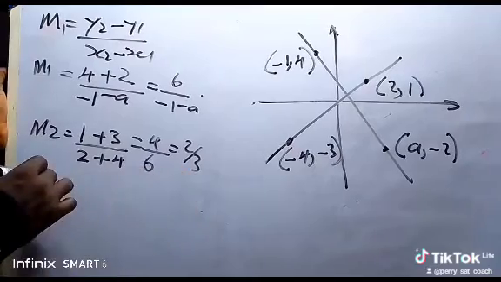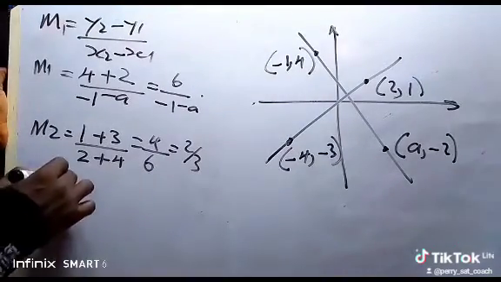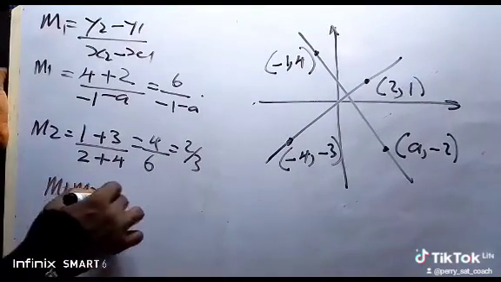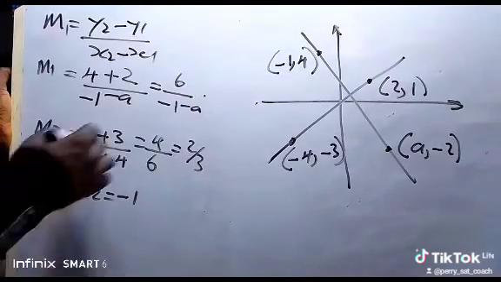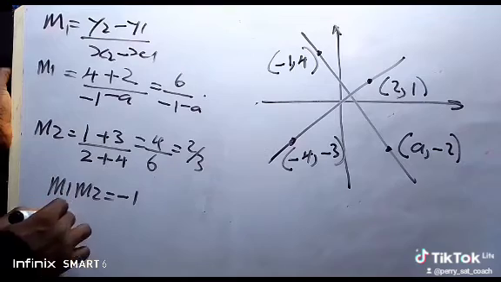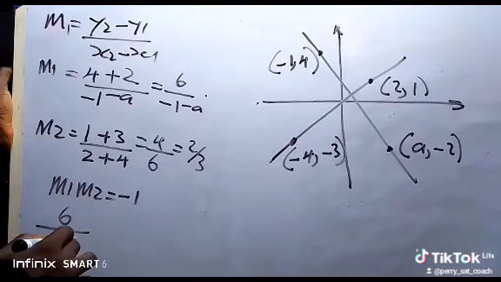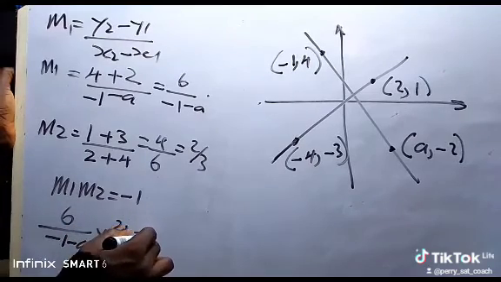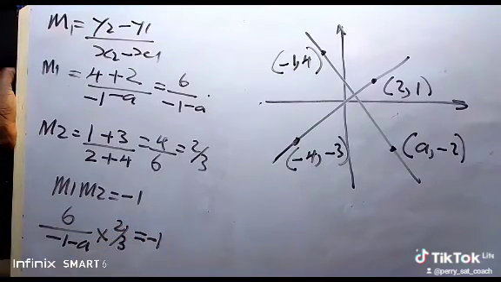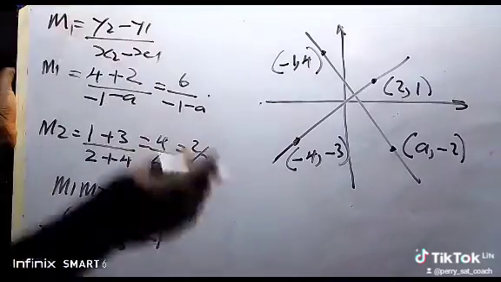Now, I said that for two lines to be perpendicular, M1 times M2 is equal to what? -1. Are we there? Alright, so let's multiply now. So what we have here is 6 over -1 minus 8 times what? 2 all over 3 is equal to what? -1. Are we there? Alright, so let's solve this.